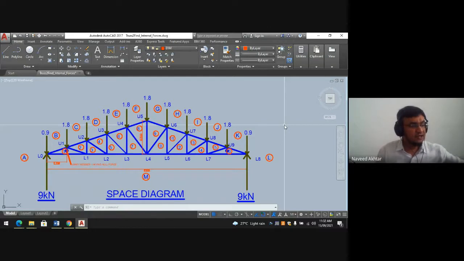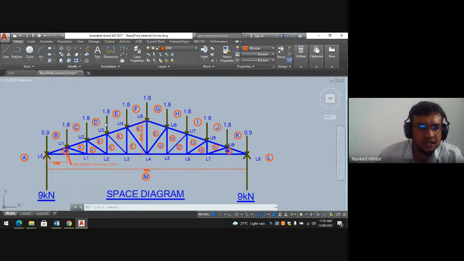Because the numerical method to find the internal forces of the members of a truss is not so easy. It is laborious work. But with the graphical method you can easily find the internal forces of your truss. That's why you also learn the graphical method of finding the internal forces in the members of a truss. So what are the members of the truss?